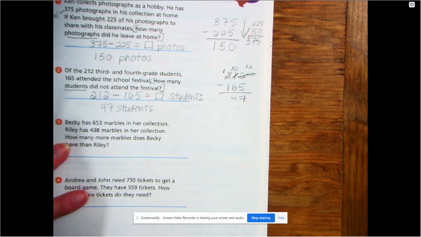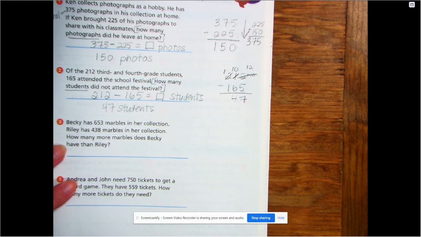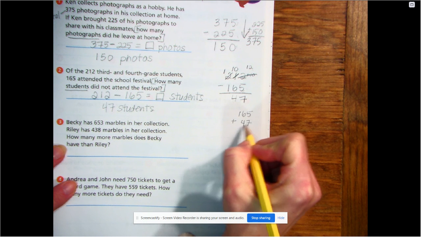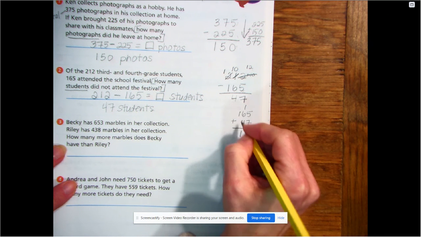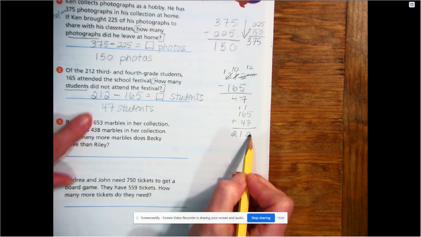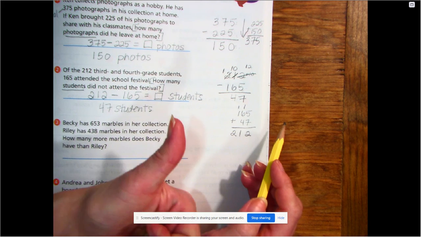Okay, look at the next one. I want you to check yourself. Okay, did we get the right answer? Go ahead and add those addends together. I got 212. I know that I started with 212. That's my total, right? So I know, again, thumbs up, I got this one right as well.